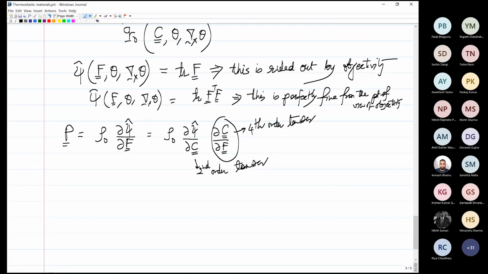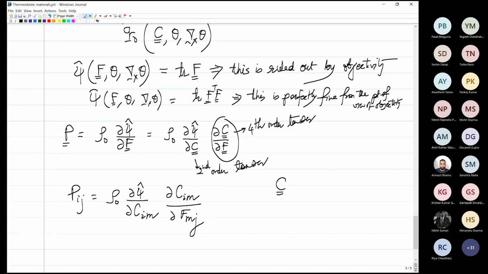So to see it more clearly, we can then use index notation. I have always said, whenever you don't know how tensors are getting multiplied, then you just go back to index notation. So I'll say that Pij is then rho naught del psi hat over del C im into del C im over del F mj, isn't it? So that's Pij using chain rule. So we have to now think of what will be del C im over del F mj.